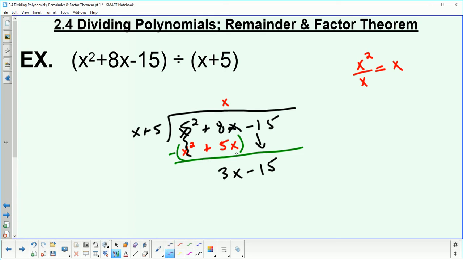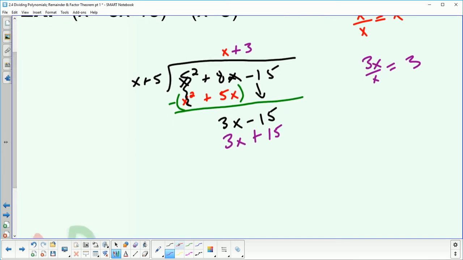Okay, then again, now I have a new first term, 3x, and I'm going to divide that still by the first term on the outside. So 3x divided by x gives us just 3. So I write a plus 3 up here. And I do the same idea. I'm going to multiply through. So I'm going to have 3x plus 15. And if I subtract those, remember we said you're always subtracting. So I'm subtracting that whole set there. First terms cancel out again as they should. And negative 15 minus 15 actually gives us a negative 30.